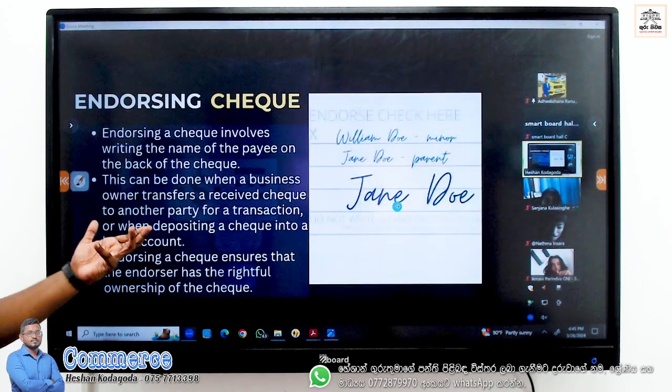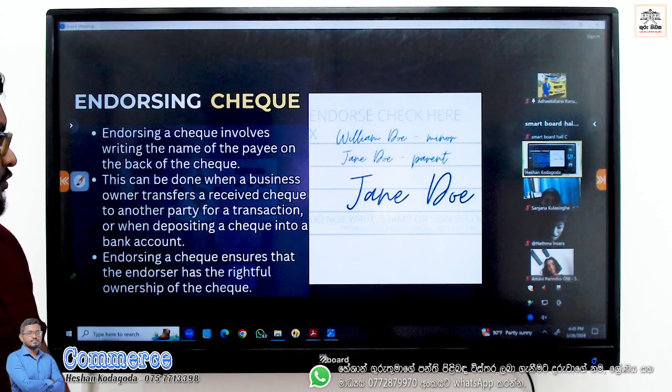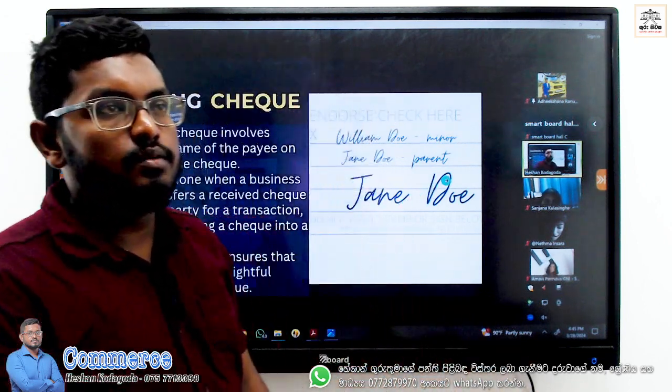So endorsing a check. Endorsing a check involves writing the name of the payee on the back of the check. This can be done when a business owner transfers the received check to another party for a transaction. Likewise, you can see this is the term called endorsing a check. Moving to the other one.